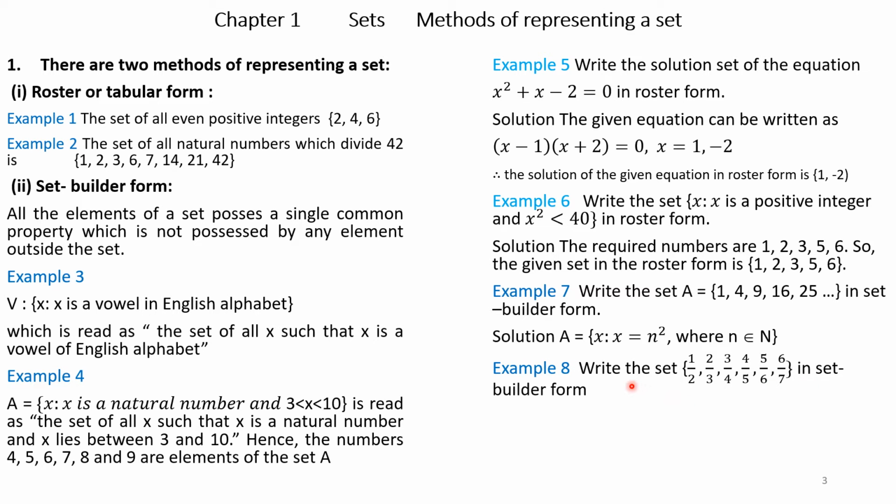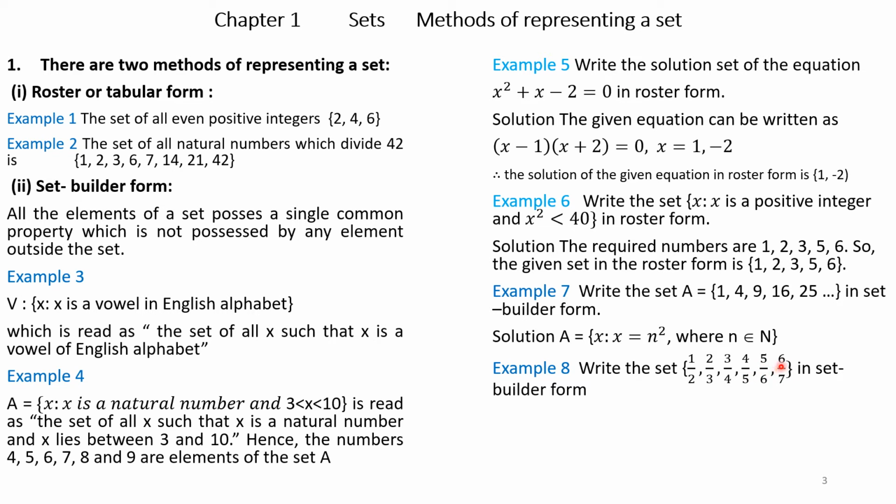Example number 8. Write the set {1/2, 2/3, 3/4, 4/5, 5/6, 6/7} in set builder form. So here all are given as ratios. If you observe, 1 plus 1 is 2, so this 2 appears as the denominator here and as the numerator in the next element. 2 plus 1 is 3, so this 3 appears as numerator in the next element and the denominator is 3 plus 1, that is 4. Similarly, and so on.